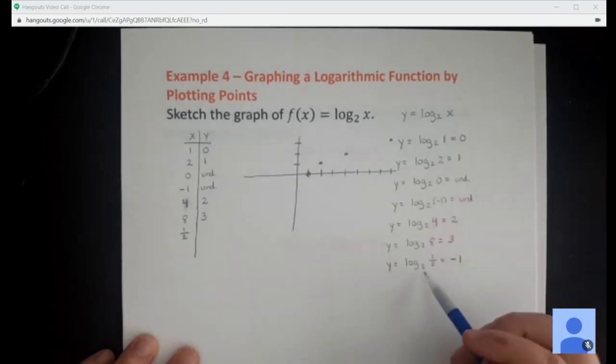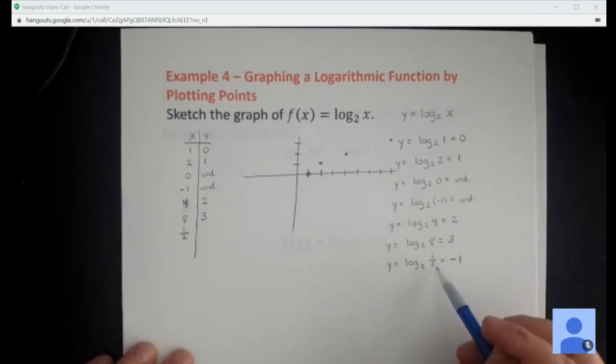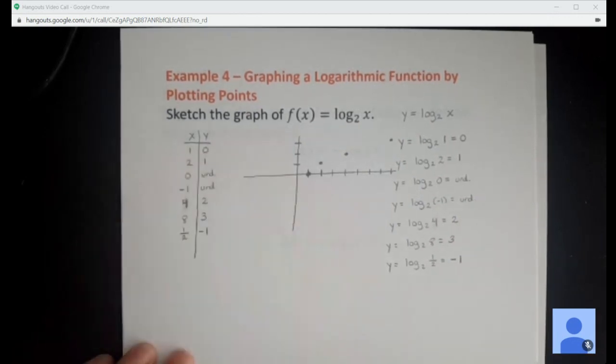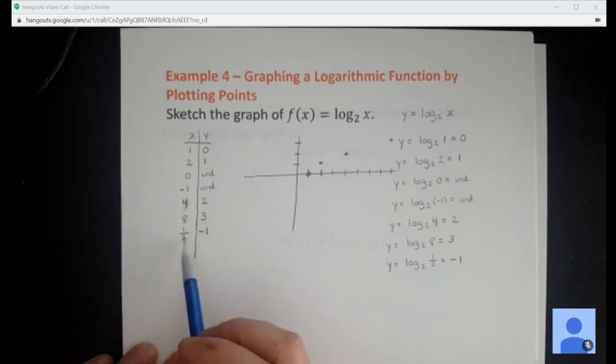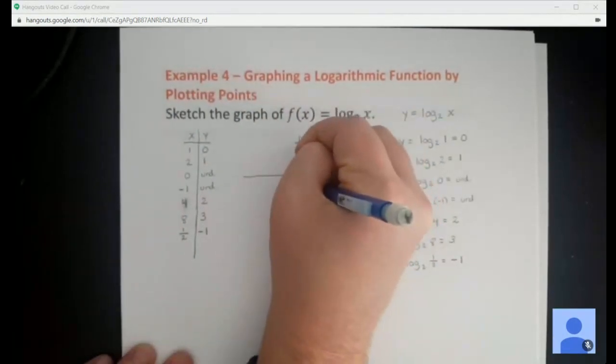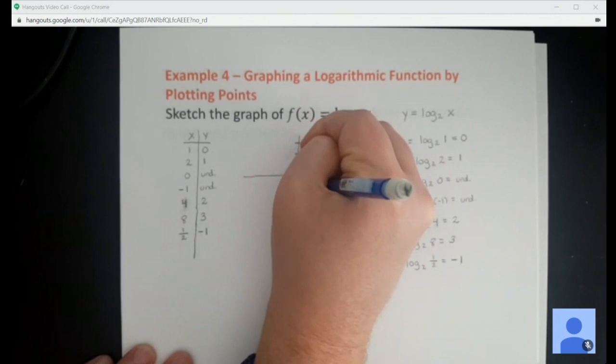Because in this case, if we take 2 to the -1 power, negative exponents move to the denominator, and so that's going to give us that 2 in the denominator. So this would actually be a value of -1. What that tells us is there actually is a point at 1/2, -1. So we go over to 1/2, we go down to -1. There's actually going to be a point right here now.